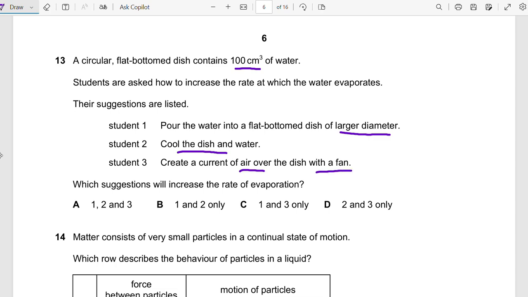Remember the factors affecting evaporation? We said we can increase the surface area, increase the temperature, and make a current of air. So it's actually student 1 and 3 that are correct, and this is option C.